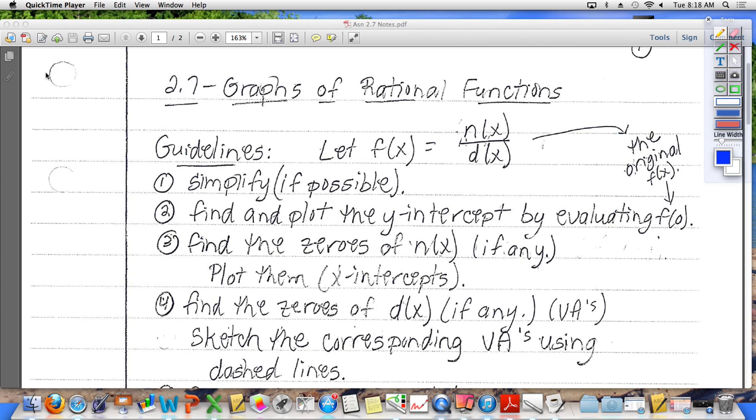Yes? Will this be on the homework copy tomorrow? This will not be on the homework copy tomorrow. Good question. No, it will not be.